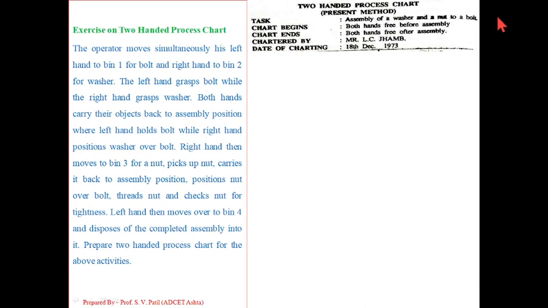Initially we are supposed to prepare the heading part of the chart. This is the two-hand process chart for the present method. The task is assembly of washer, nut and bolt. The chart begins with both hands free before assembly and ends with both hands free after assembly. It also records the name of the person who has prepared the chart and the date of charting.